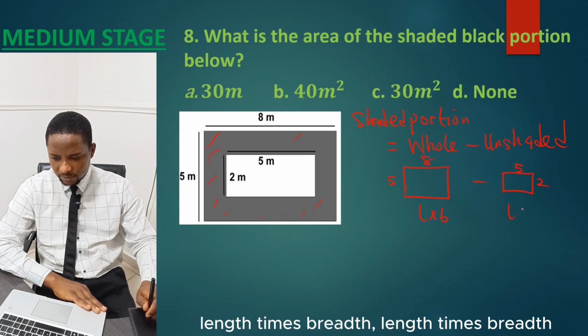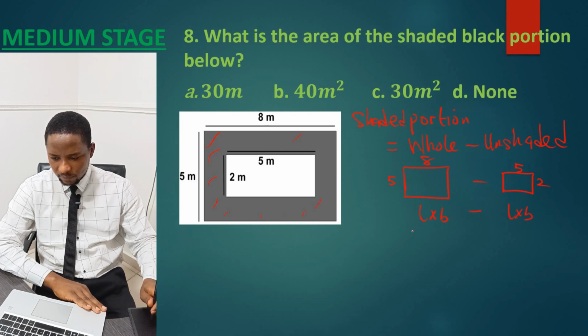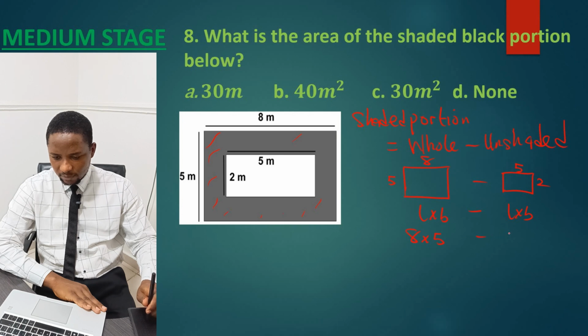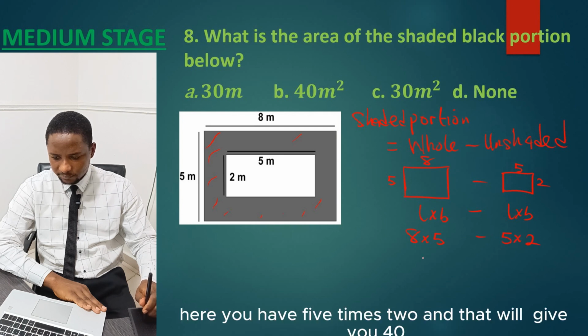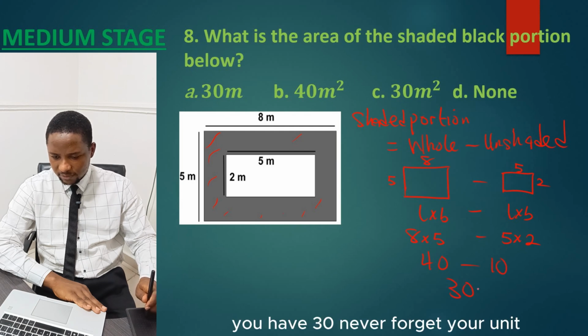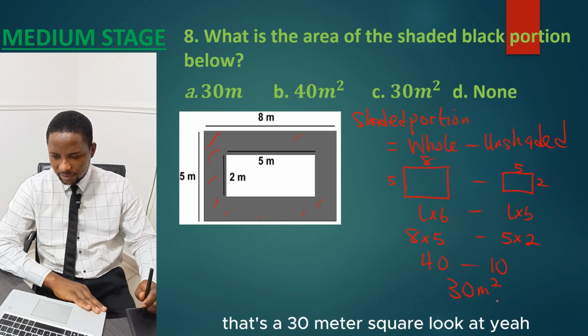Length times breadth, length times breadth. And here you have 8 times 5. Here you have 5 times 2. And that will give you 40. This will give you 10. You subtract, you have 30. Never forget your units. That's 30 meters square.